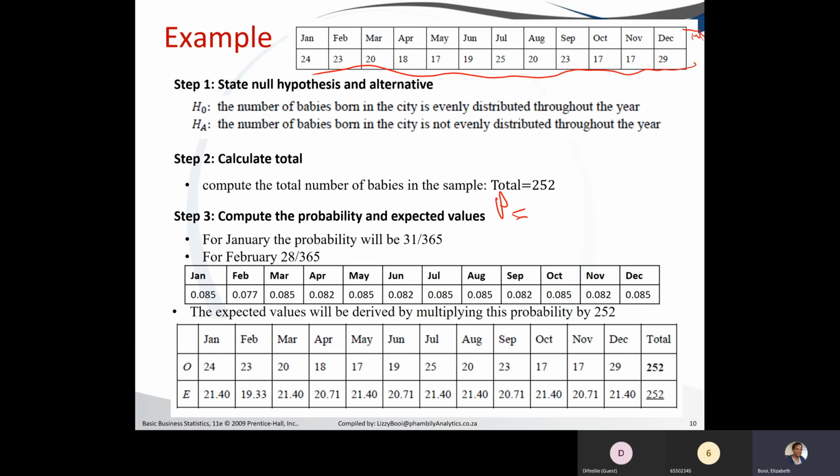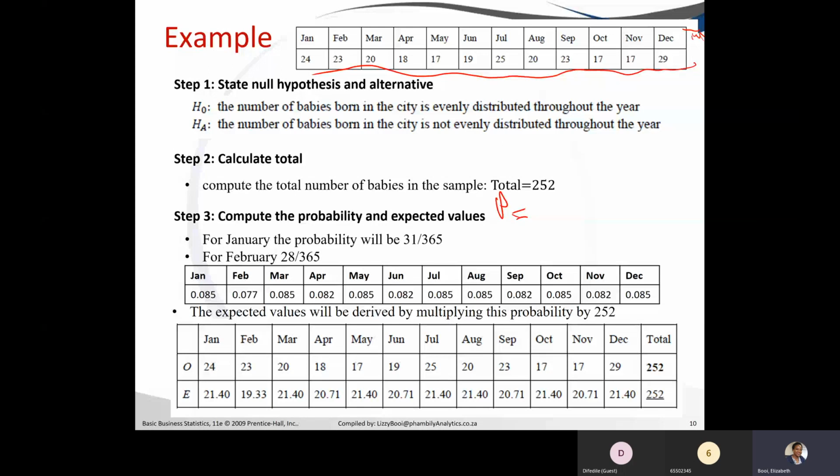January, March, May, July, August have the same number of days, which is 31. So on those months, I can only calculate for January and then populate the rest, and then do the same with, not February, but April.